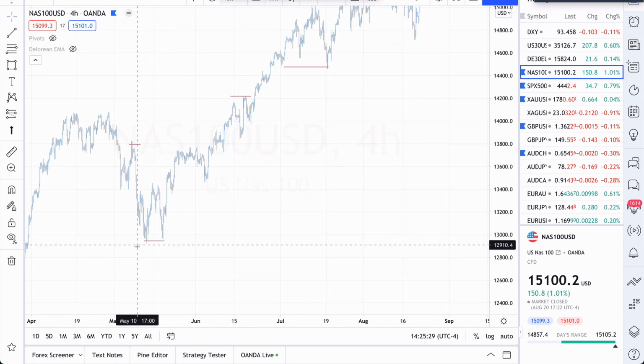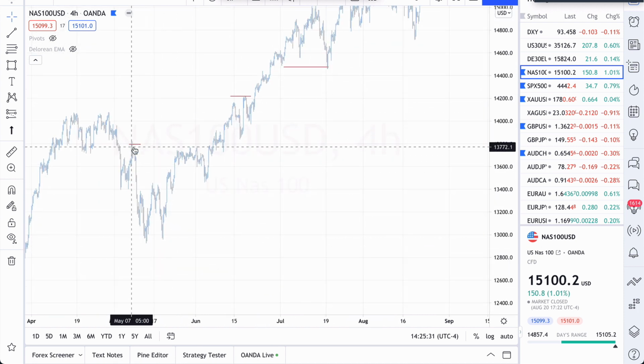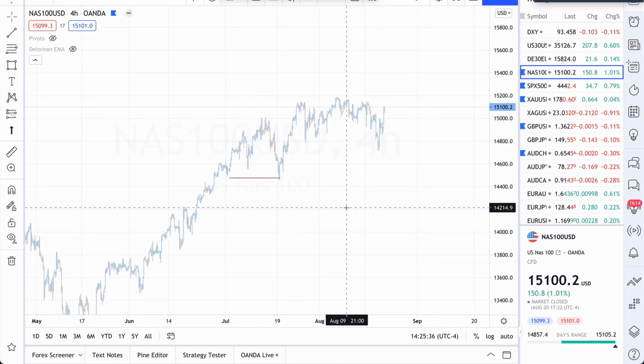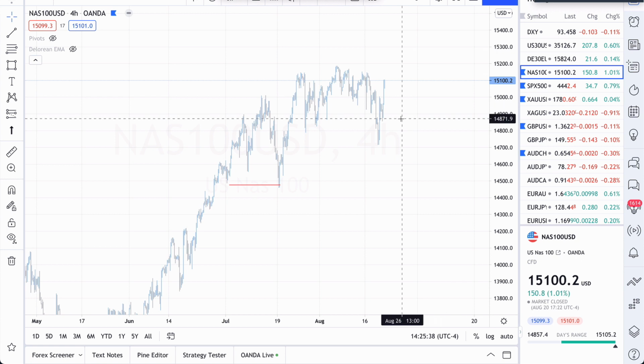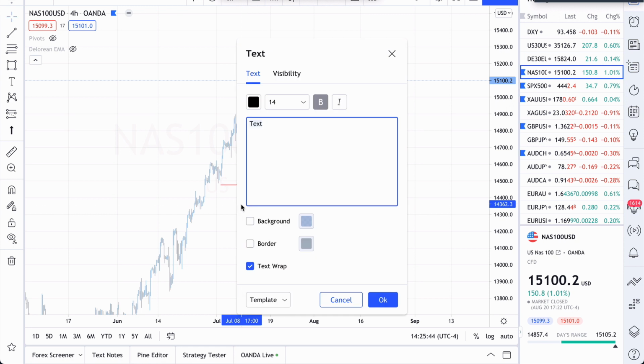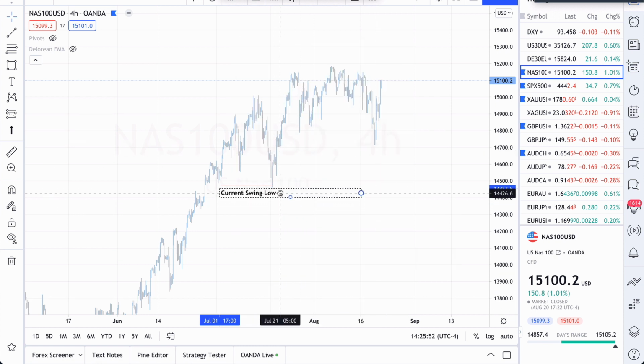So let's get rid of the previous swings. They're no longer significant for what I am about to use the fibs for. This is my current swing low right here. So I'll label this current swing low. Right here.